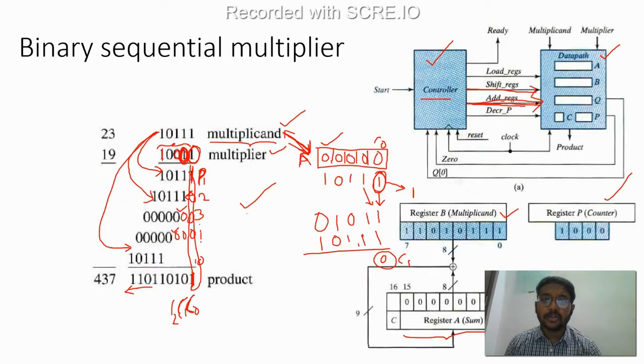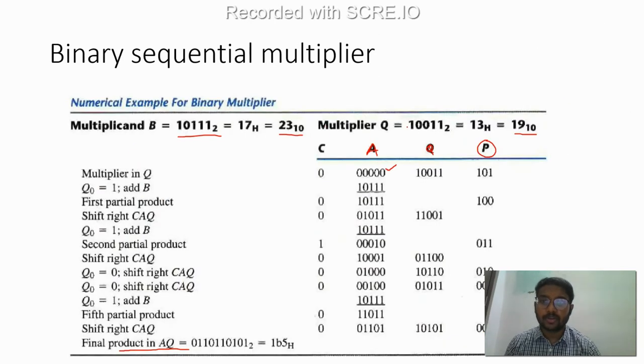So how many times do you need to do this addition and shifting operation? You need to do it the number of multiplier bits times. Depending on your multiplier bits, you need to use this counter value. Here we have 8 bits, so your counter value is 8, but in this example your multiplier is just 5 bits, so you write the P register as 101. Once your P register reaches 0, then you are done with your multiplication.